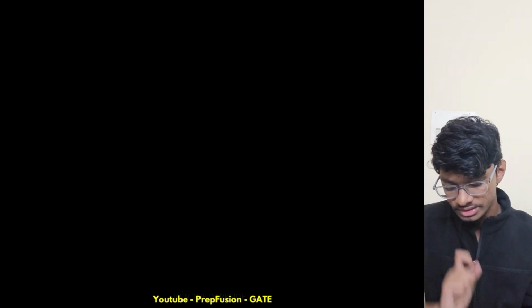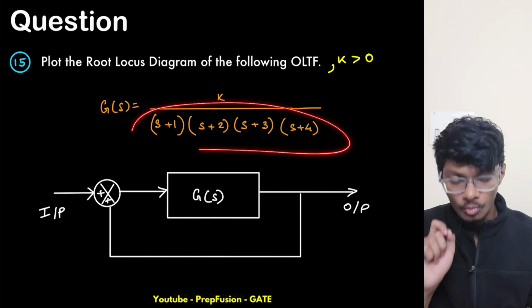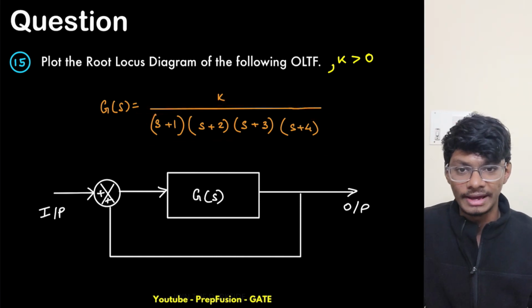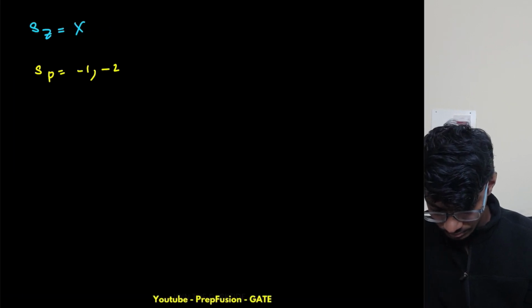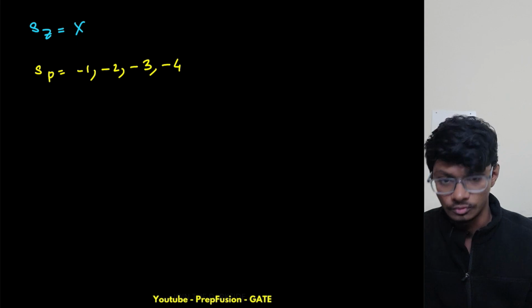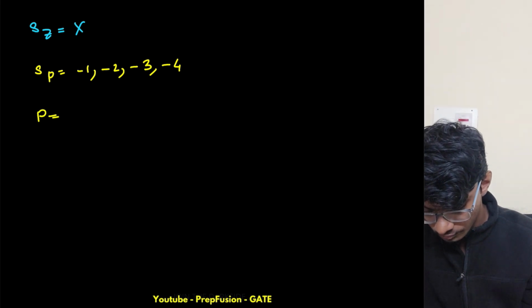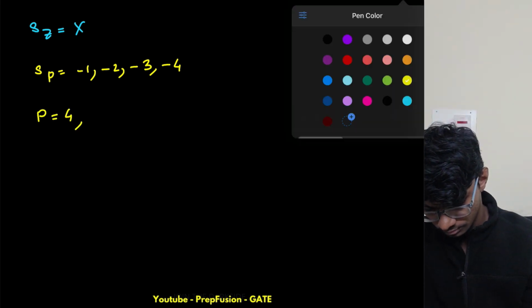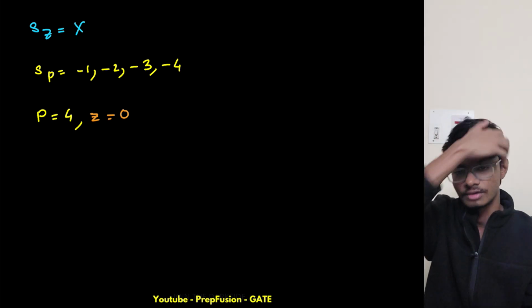So what is step 1? Step 1 was to find my open loop zeros and open loop poles. What are my open loop zeros? I don't have any, none. So what about my open loop poles? The open loop poles are in a very well-mannered factored form. My open loop poles are -1, -2, -3 and -4. So how many poles do I have? I have 4 poles and no zeros.